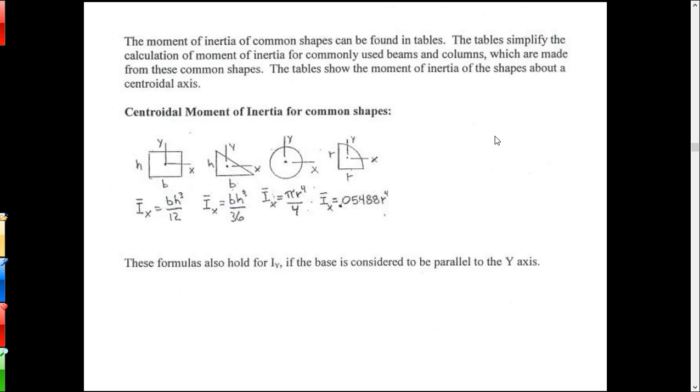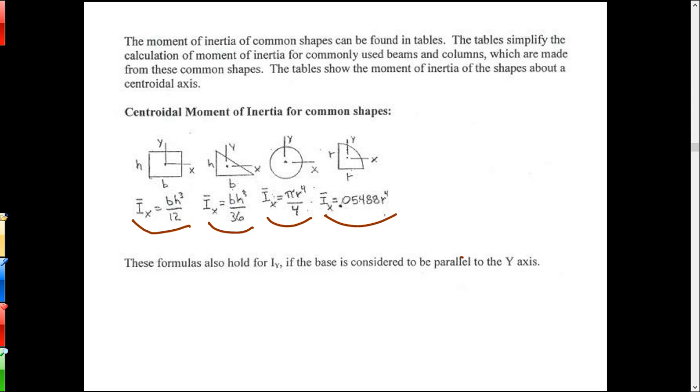Now, I'm showing you some calculus there, but I think when you're working, you're probably going to use tables a good bit for the doing of this. And there's standard moments of inertia for standard shapes. The common ones are a rectangle, which we just mentioned is bh cubed over 12. For a triangle, it's bh cubed over 36. For a circle, it's pi r to the 4 over 4. And for a quarter circle, it's 0.05488 r to the 4. And these are all moments of inertia about the centroidal axes. Okay?